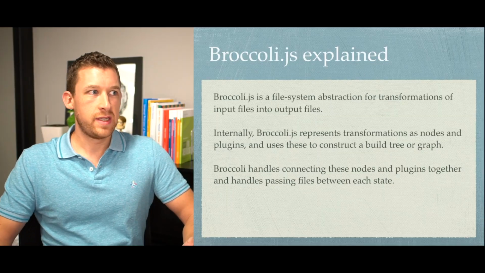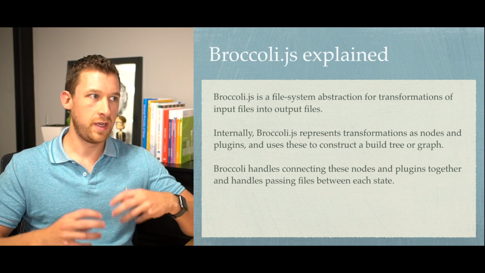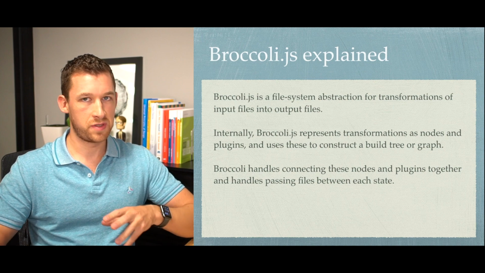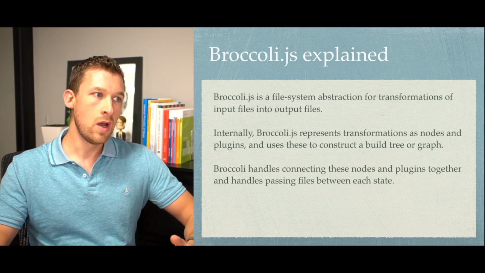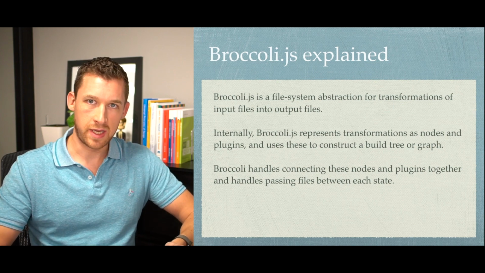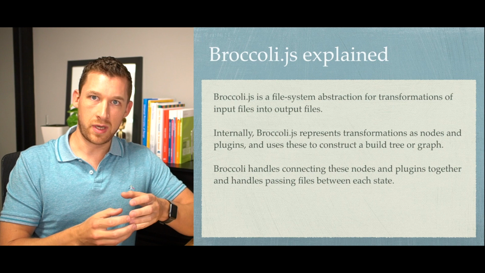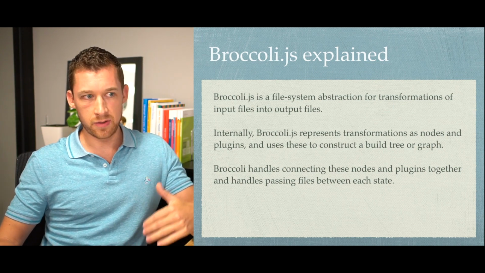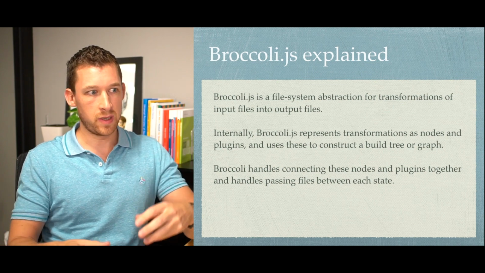So Broccoli.js is a file system abstraction for transformations of input files into output files. That is all it is. It is at its core just files coming in and files going out. Internally, Broccoli represents transformations as what they call nodes and plugins, and it uses these to build up a graph in memory. Broccoli handles connecting these nodes and plugins together and handles passing files in and out of each plugin.